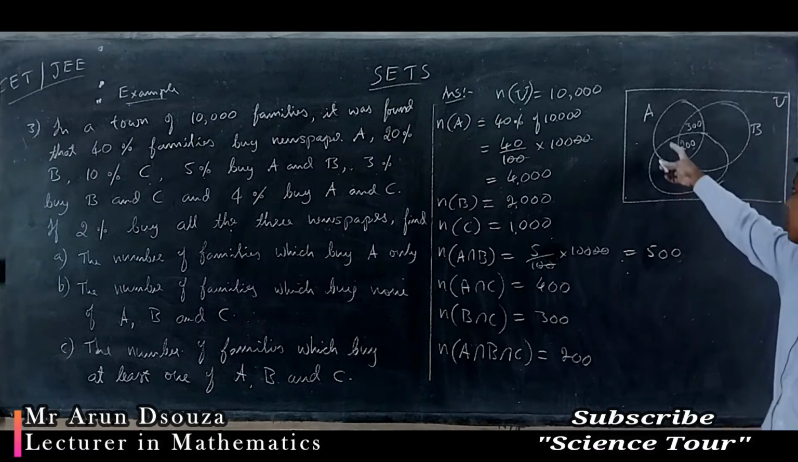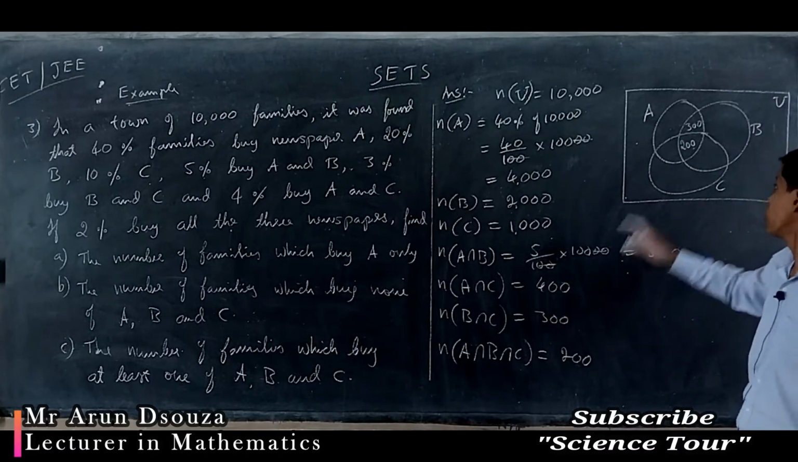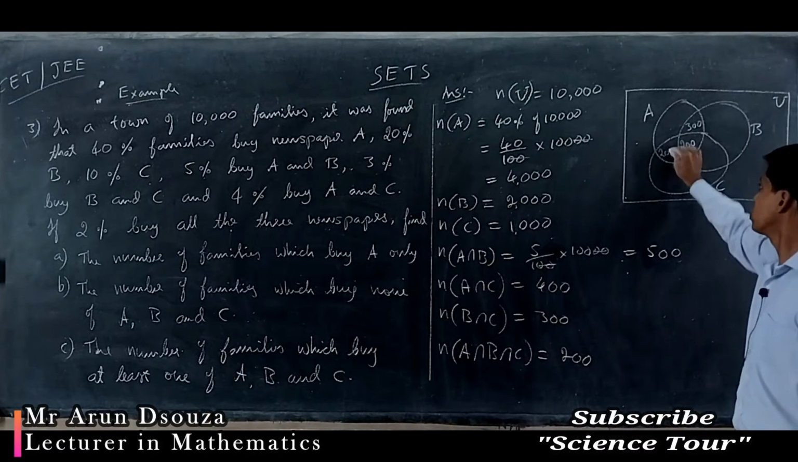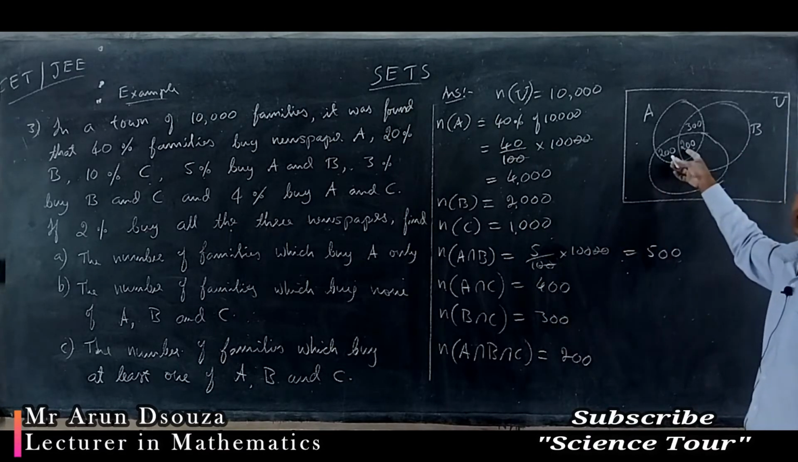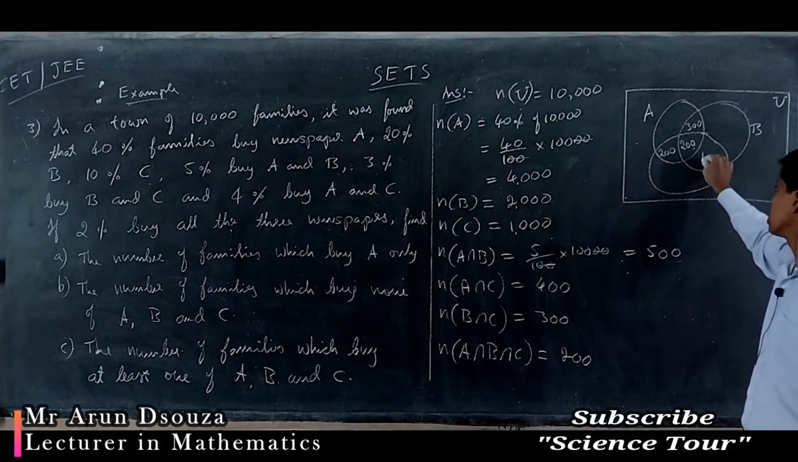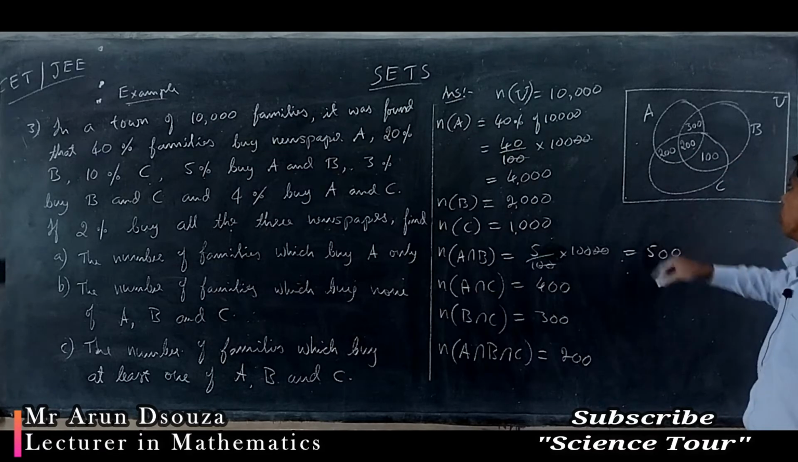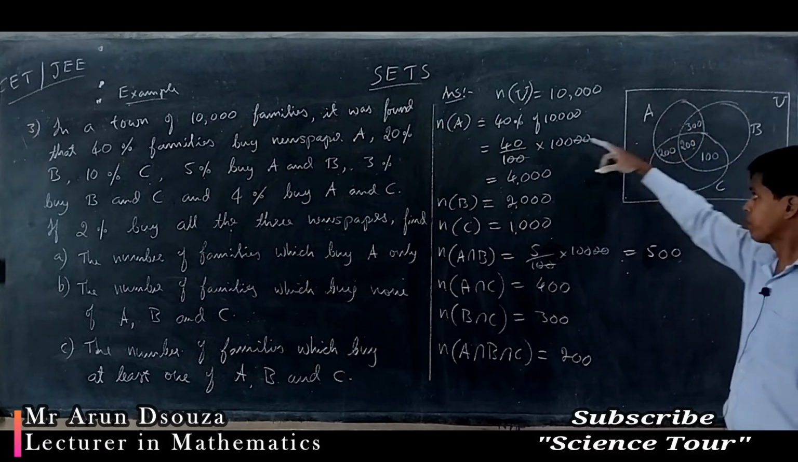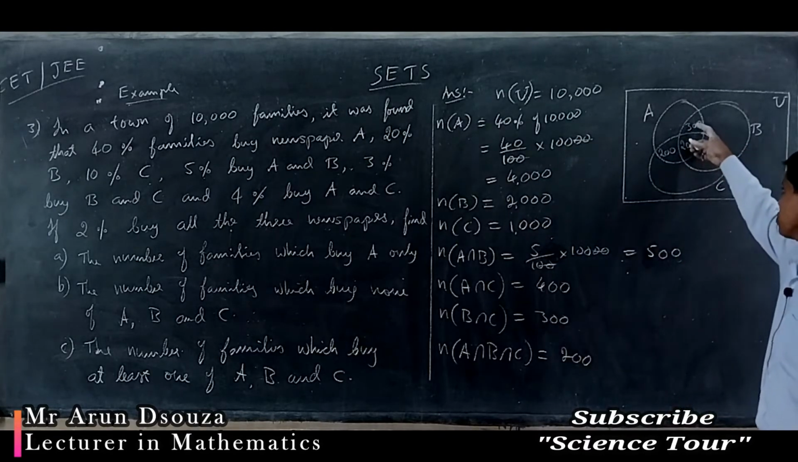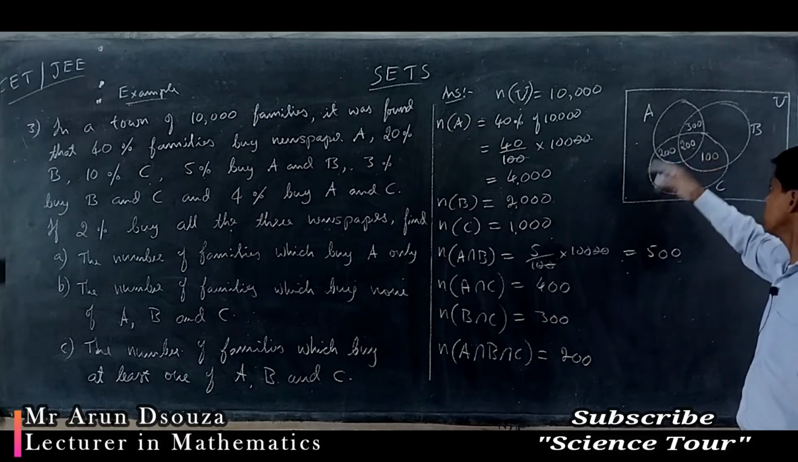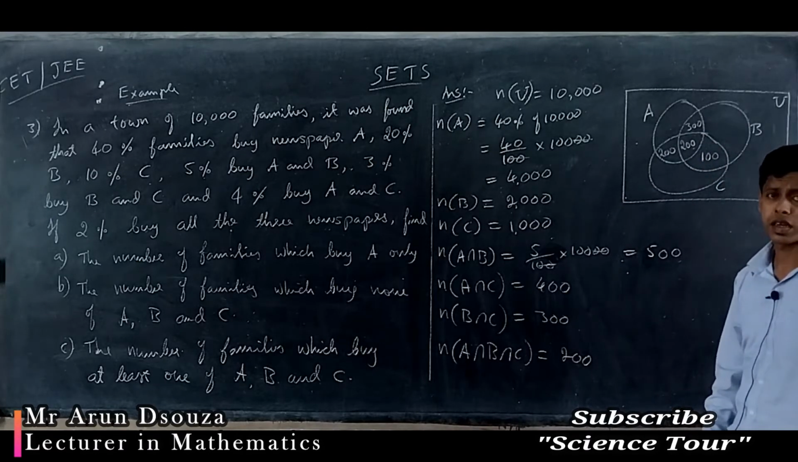Well, next, what about A and C? A and C has 400. So this will have 200. And B and C has 300. 200 is written here already. So what is remaining? 100. Well, now what is n of A? n of A is 4,000. Out of 4,000, 700 is written already, correct?